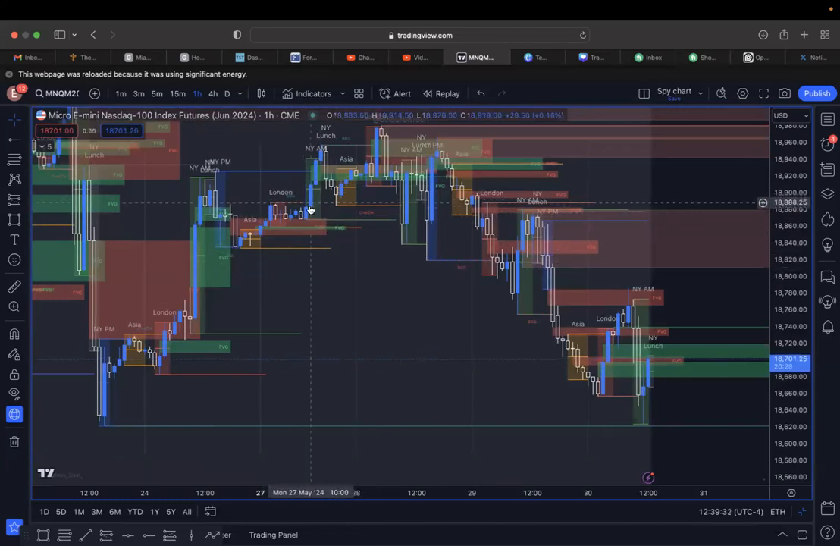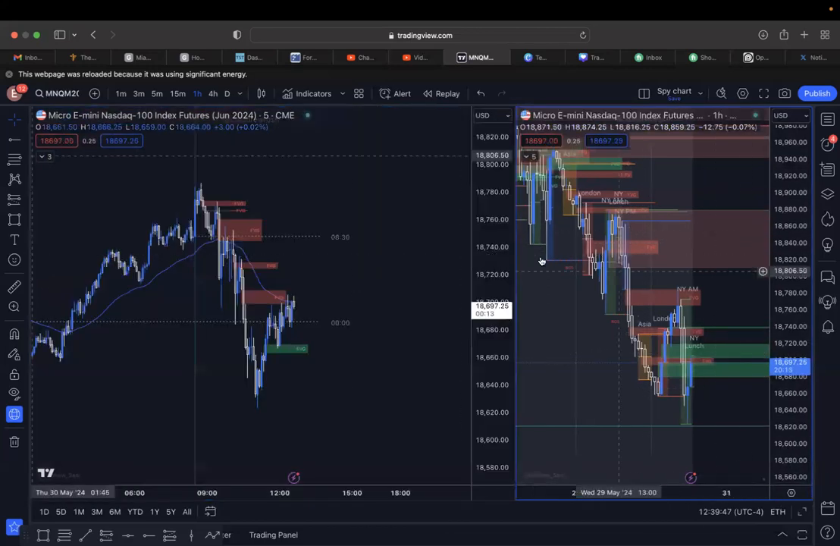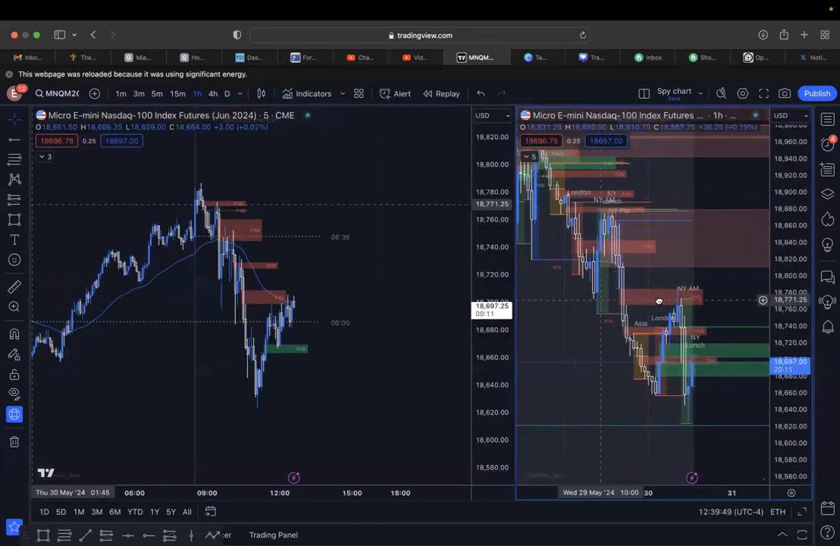And I didn't even know where the draw on liquidity was. See, we broke London. You kind of might want to wait for a market structure shift to the downside. That would be a nice trade, but it didn't do that. It went up to the next liquidity, which was the New York PM session. So that is my main reason and main indicator for the 1 hour.